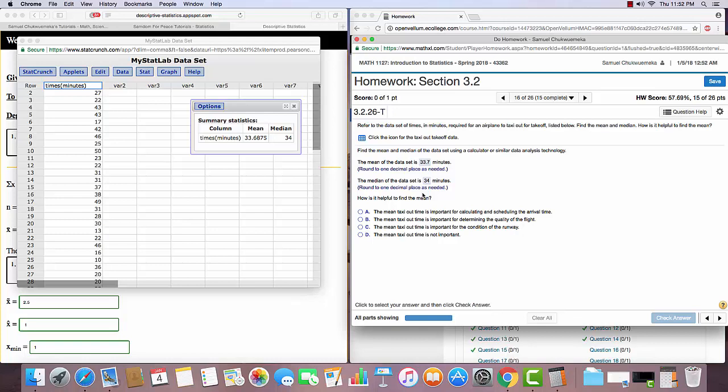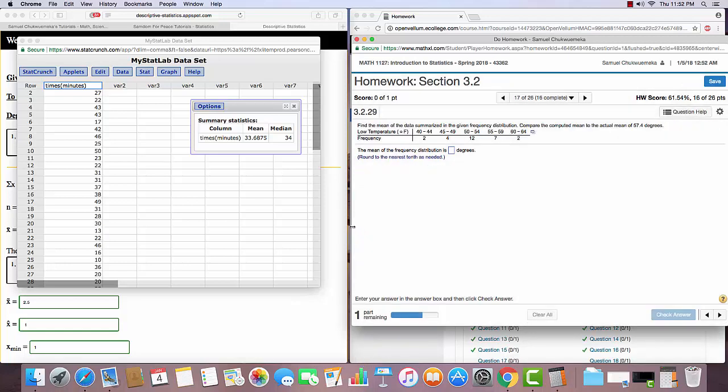Well, I think A is the preferred option. You can use the mean to calculate and schedule the arrival time. So I'll go with A. Okay.